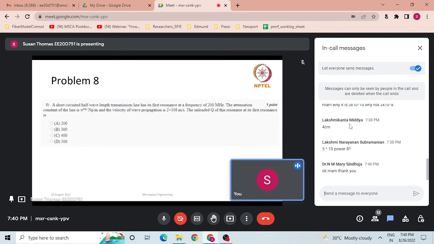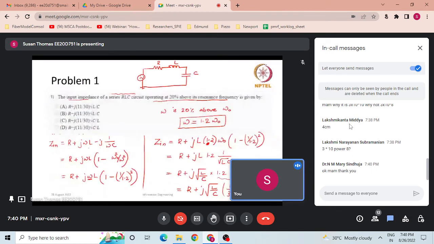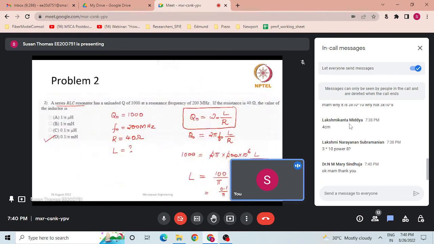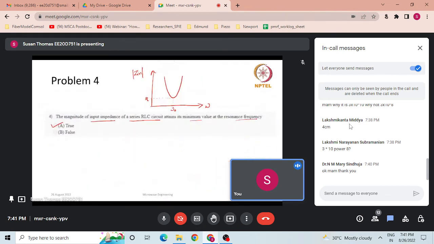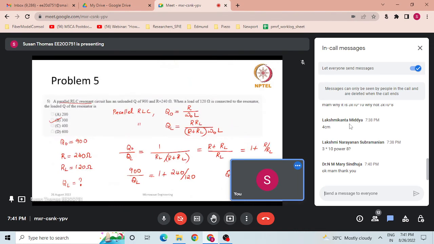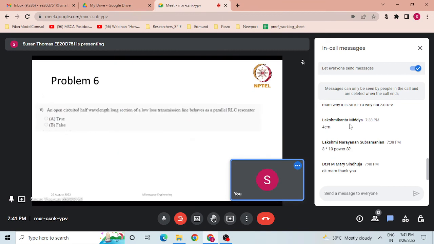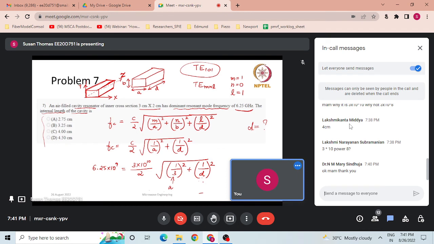So far, I hope you remember I have gone through some questions on series RLC resonators, then a few questions on parallel RLC resonance circuits, and also some discussions on unloaded and loaded Q factors. These are very important discussions. And one other topic was the cavity, that is waveguide resonators, or we can call it cavity resonator.